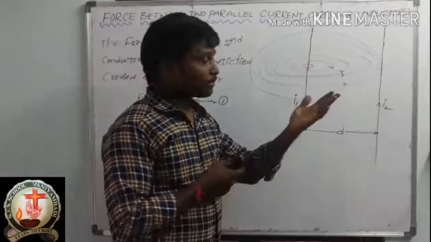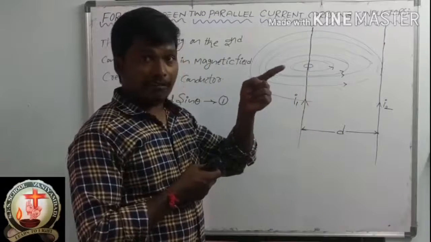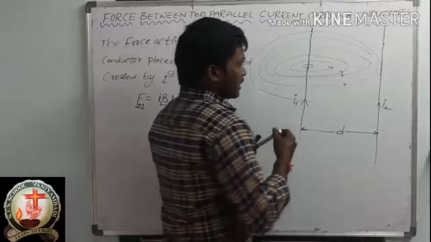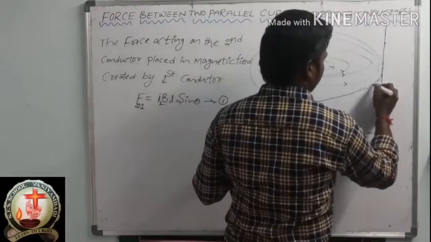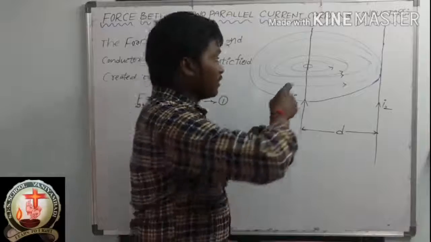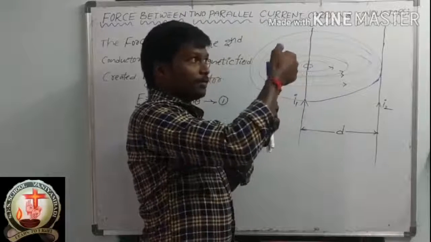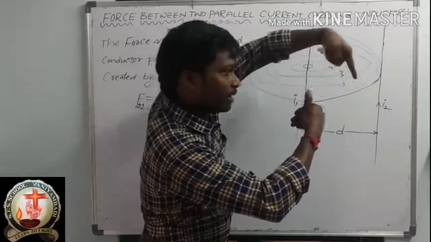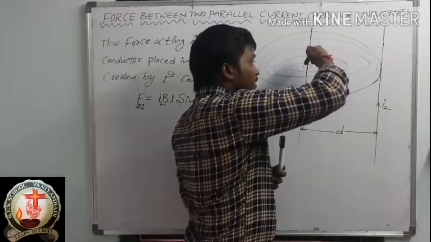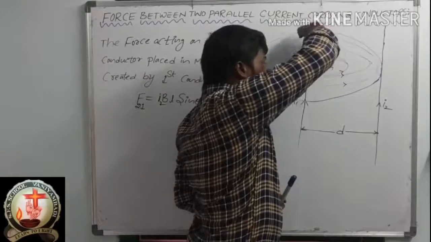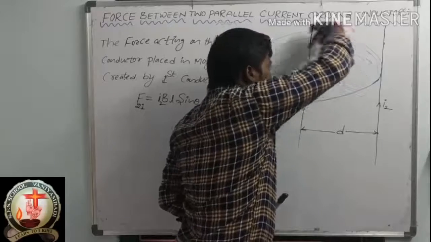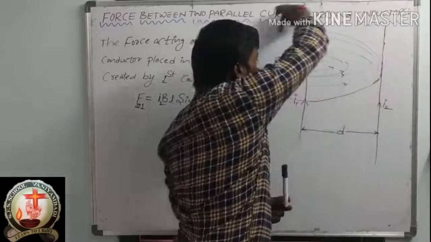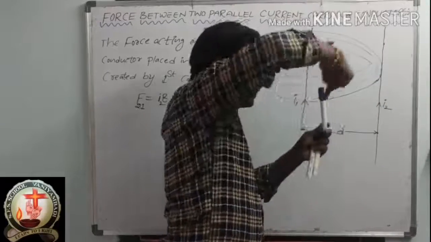So take the left hand. This finger will indicate the direction of magnetic field. What is the direction of the magnetic field? This is the current carrying conductor, and it is producing a magnetic field. Inside, inside, inside, and this also inside. It is moving like this.